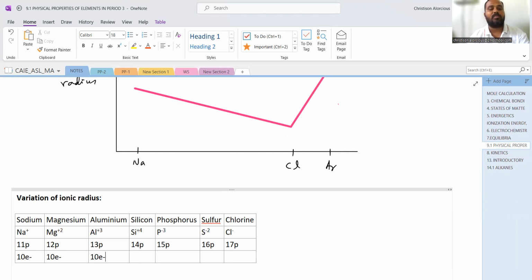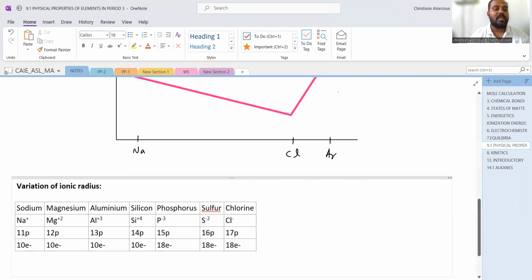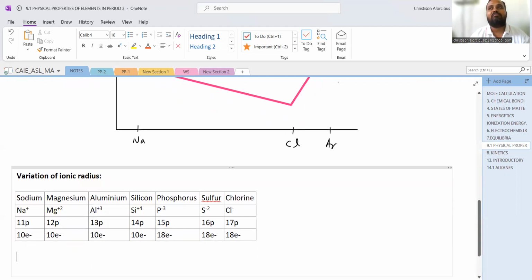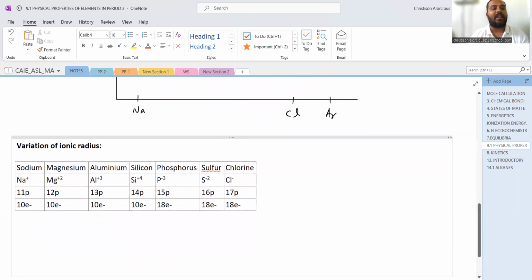Sodium lost 1, magnesium lost 2, aluminum 3, and silicon 4. They all have only 10 electrons, while the anions gained electrons. So they will all have 18 electrons. Phosphorus gains 3. Sulfur gains 2. And chlorine gains 1. Now that basically means the cations have one shell less than the anions.